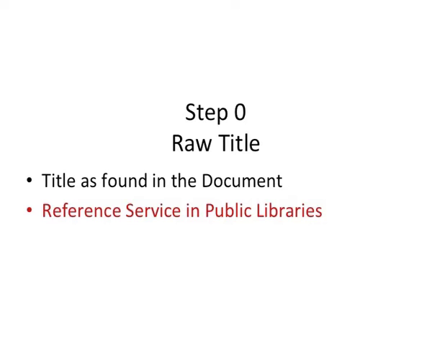So, step 0, he says, is the raw title. The raw title is what you see on the flap of the book or on the title page of the book, or as you come to know that this is the title. So, that is the first step according to this postulational approach to practical classification, and we say the first step is step 0, and he has titled this step, or he mentions this step, as raw title.